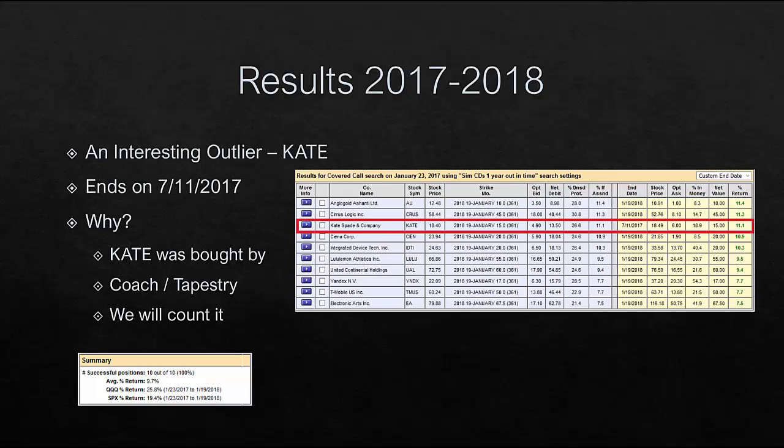This trade ended on July 11th, 2017. And the reason why is that Kate was bought by the parent company that owns Coach and another type of high-end company there. It's now called Tapestry. That happened sometime around July 11th. But we're going to count it as the full return here in this position. So we have a 100% success rate for our second year. Didn't quite get the double-digit returns we wanted, but we're still doing okay.